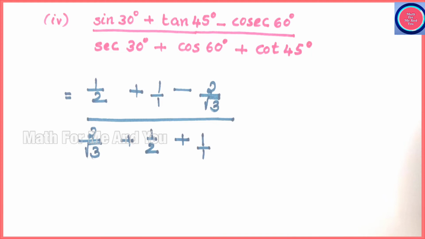Now when we look at the numerator, 3 fractions, we have to do addition. For that we need the same denominator. The denominators are 2, 1 and root 3. So their product 2 root 3 we can take as common denominator.